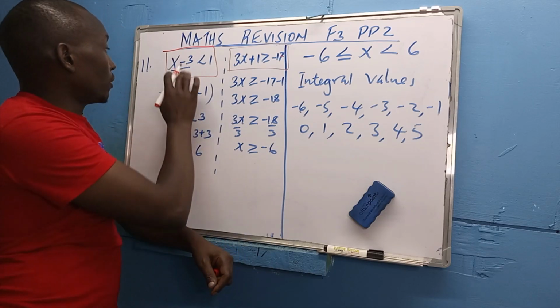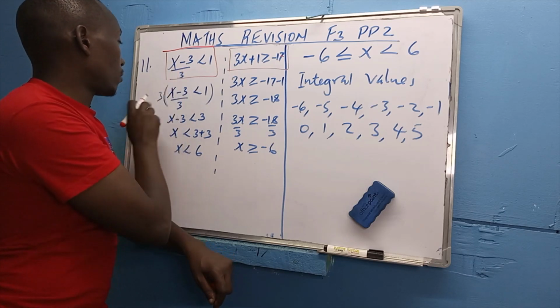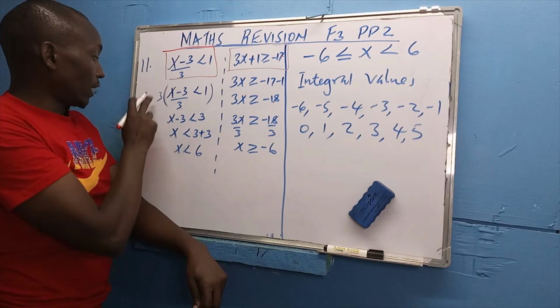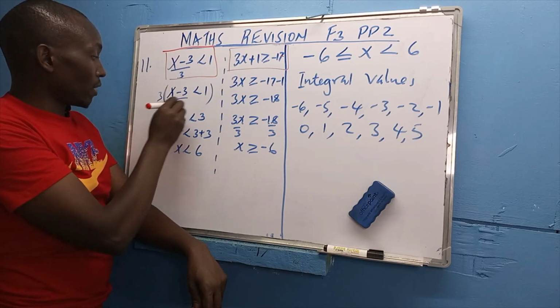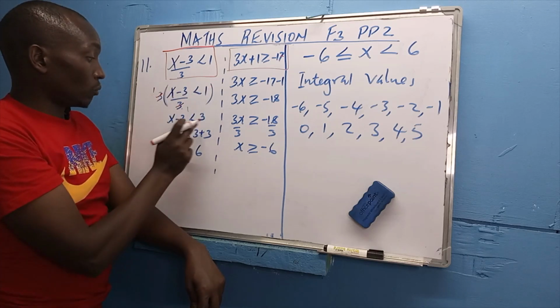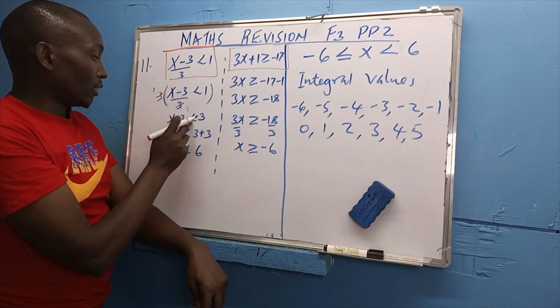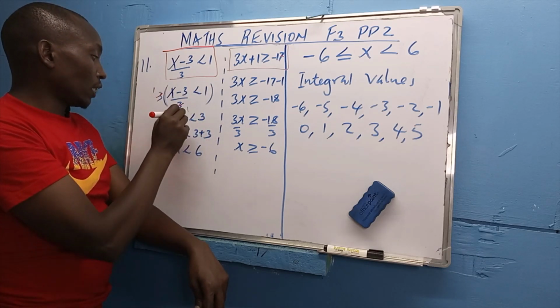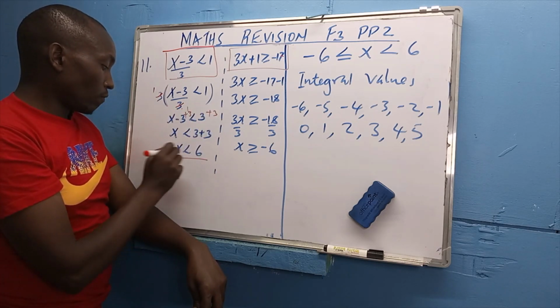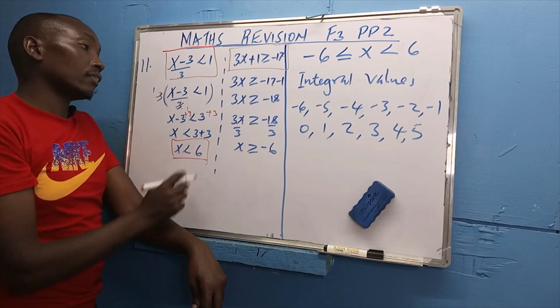So what I need to do with this one, I can multiply by 3 all through, just to eliminate this denominator here. So finally this will be x minus 3. Remember 3 and 3 will cancel. Then 1 times 3 will be 3. So x minus 3 is less than 3. Then I can add 3 on both sides. So x finally will be less than 6.